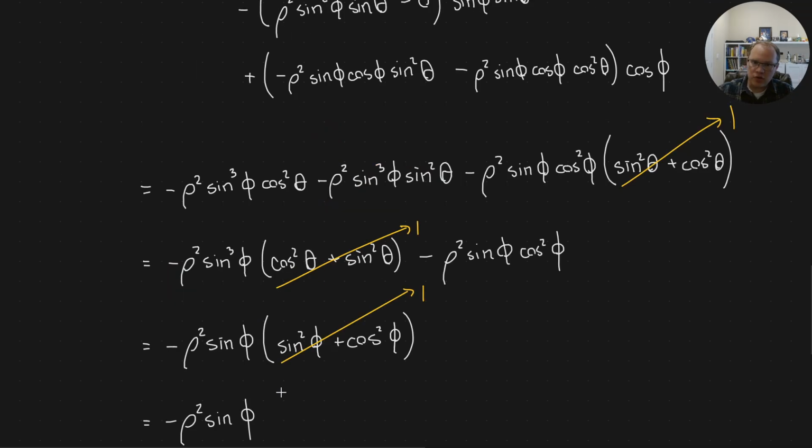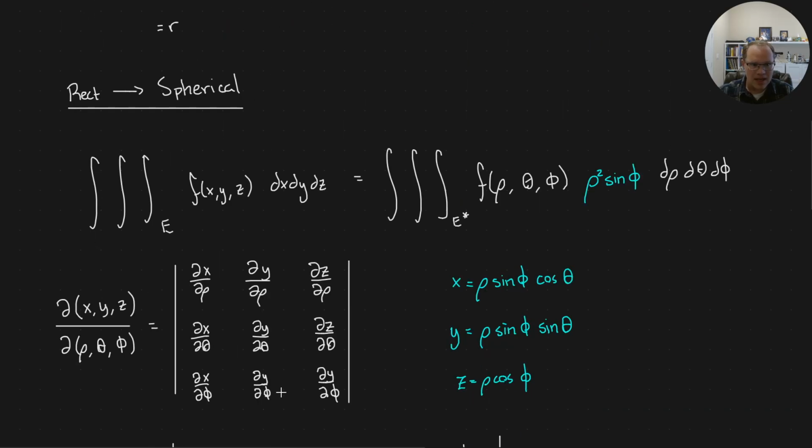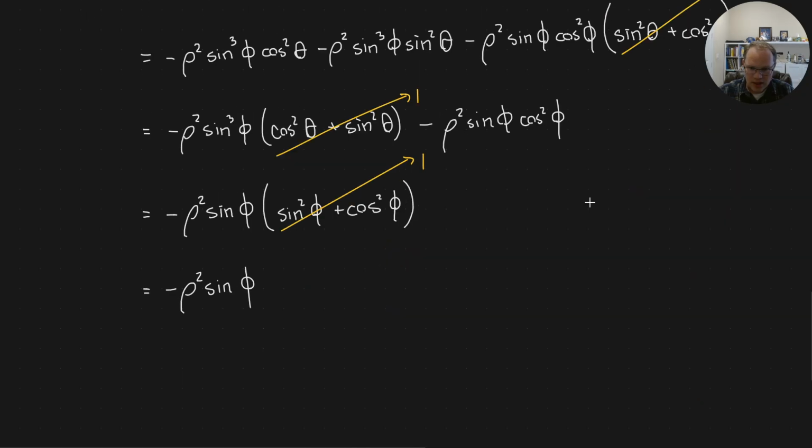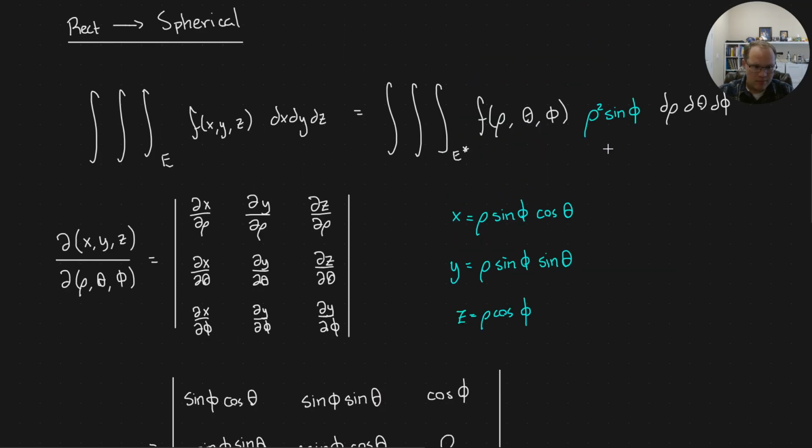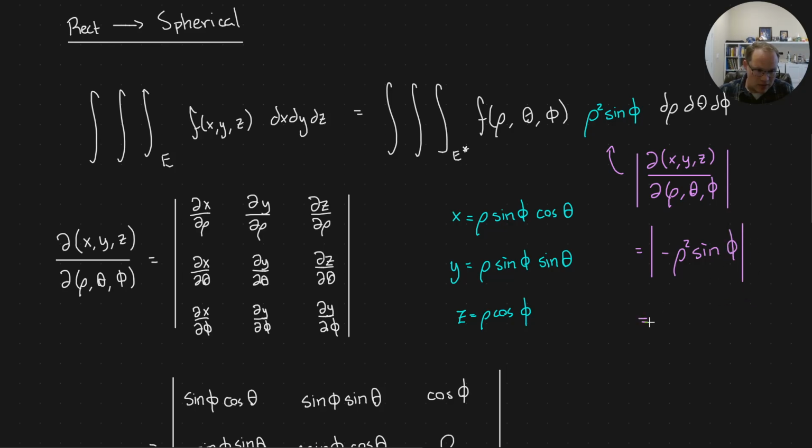The only thing left to do is to remember that when we plug it in, we were expecting positive rho squared sine phi, and we got negative rho squared sine phi. Remember, when we plug in, we always take the absolute value, right? So this is going to be the absolute value of our Jacobian determinant. So that'd be the absolute value of negative rho squared sine phi, which is exactly what we expect: positive rho squared sine phi.